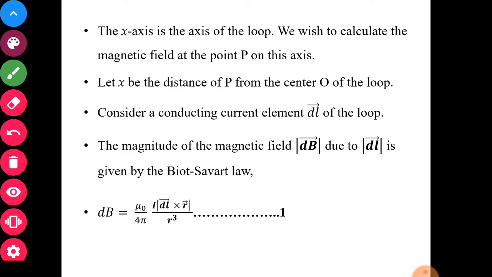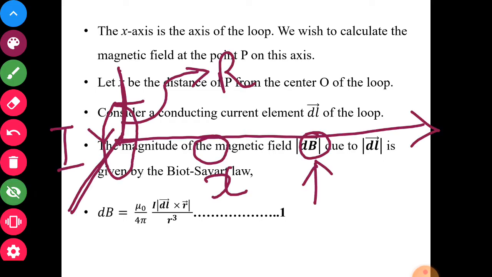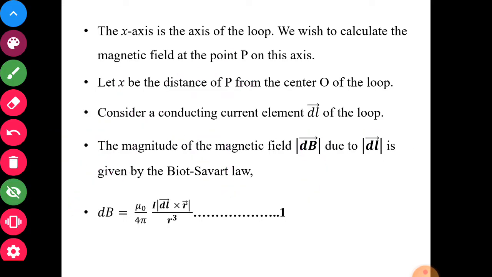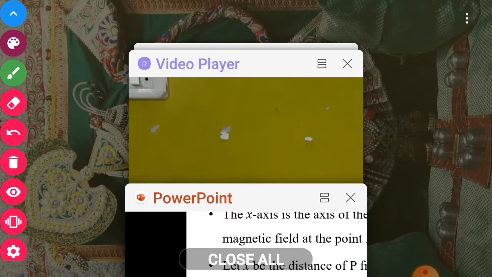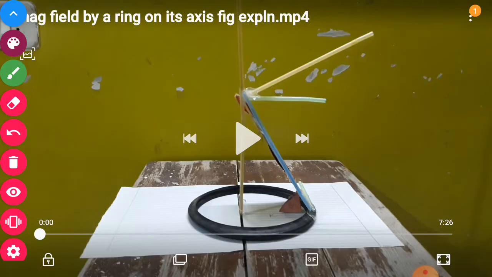We have taken a very small current element dl of the loop. The magnetic field is given by dB equals mu 0 upon 4 pi, I dl cross r upon r cube. This is the magnitude of magnetic field produced by a small current element. Now I am showing this separately.